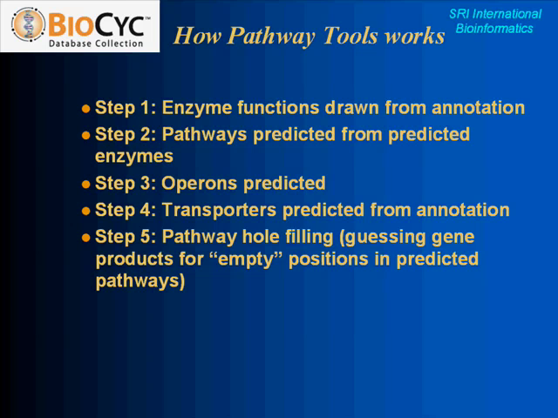So once we have these pathways predicted from the predicted enzymes, then we can go ahead, we can predict operons, or more properly transcription units. And again, how that's done I'm not going to go into, but that's described in our publications. Then we predict transporters, looking at the annotation and looking at some of the details in the transcription units. Then finally, as a big and important refinement process, we predict pathway hole fillers.